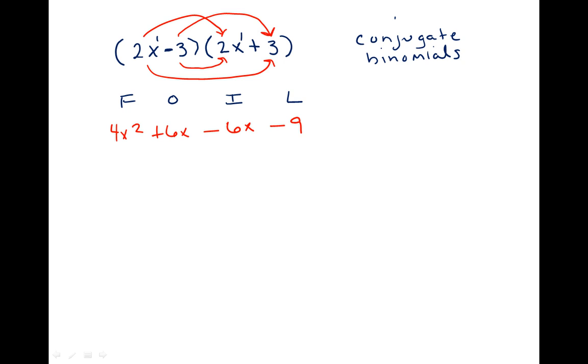Now notice when I combine my outer and inner, because those are like terms, we have positive 6x and negative 6x. And notice that those add up to 0. So I'm left with 4x squared minus 9. This, as you may recall, is called a difference of squares. So this is one of our special products.